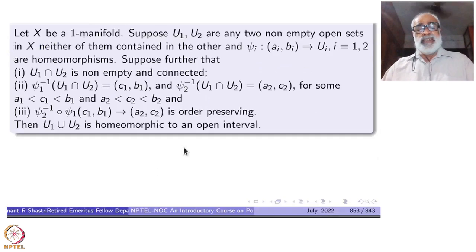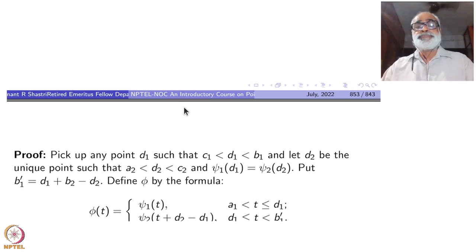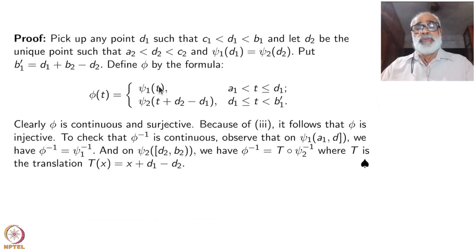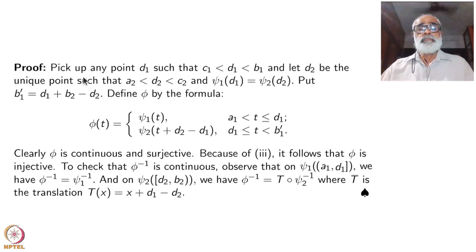Okay, let us go ahead and see whether we can do something. We want to prove this: the union is homeomorphic to an interval. Very easy proof. Pick up any point d1 between c1 and b1.